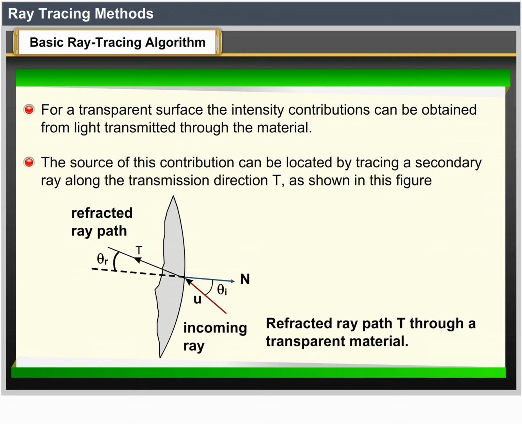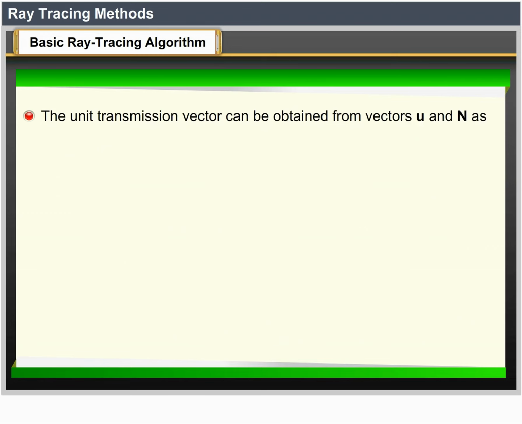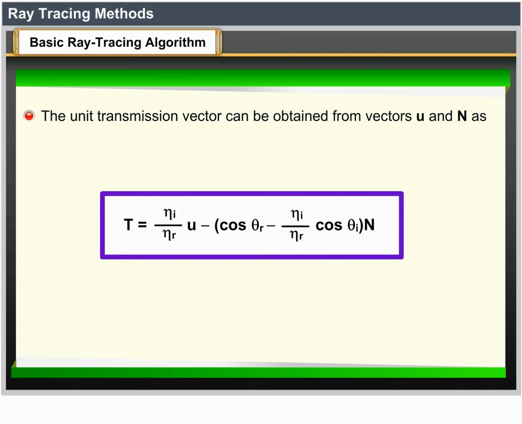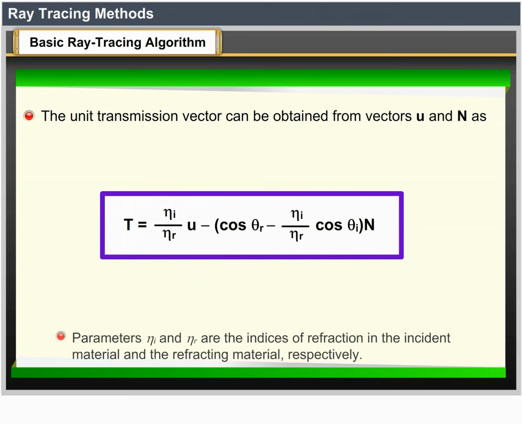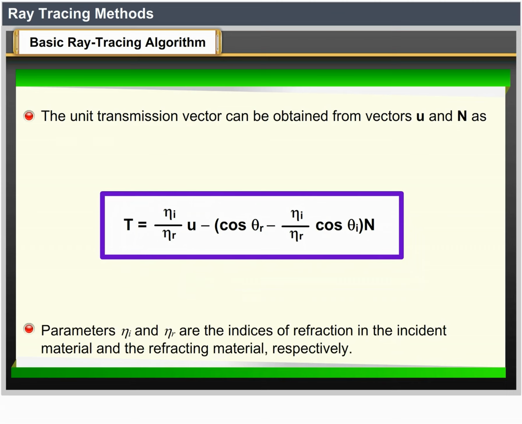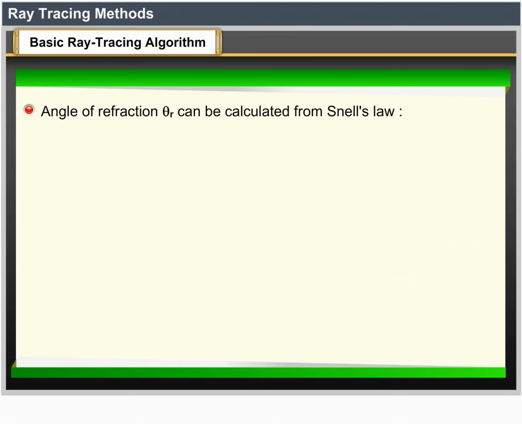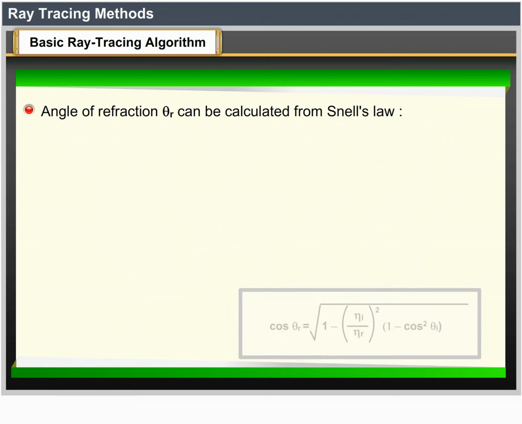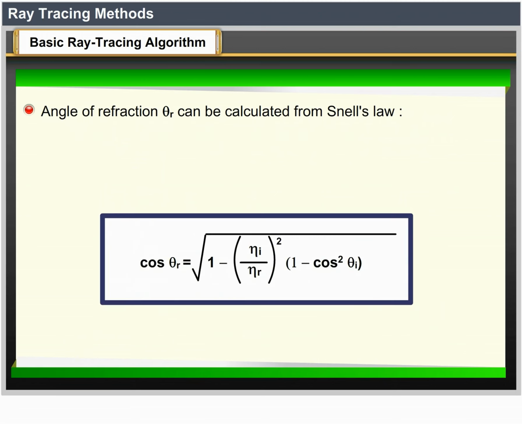The unit transmission vector can be obtained from vectors U and N as T equals eta I over eta R into U minus cos theta R minus eta I over eta R into cos theta I into N. Parameters eta I and eta R are the indices of refraction in the incident material and the refracting material, respectively. Angle of refraction theta R can be calculated from Snell's law as cos theta R equals the square root of 1 minus eta I over eta R whole squared into 1 minus cos squared theta I.